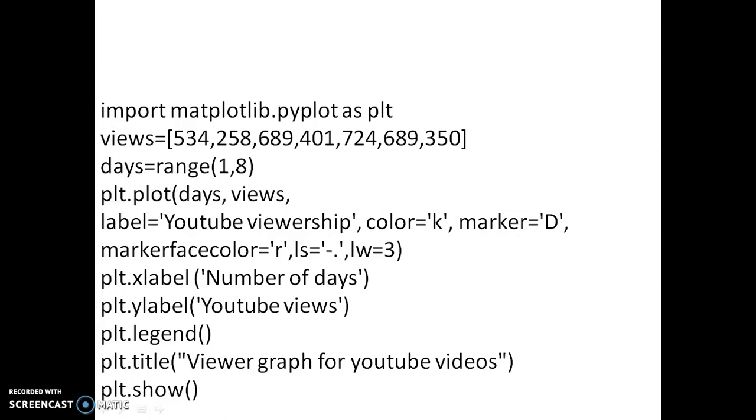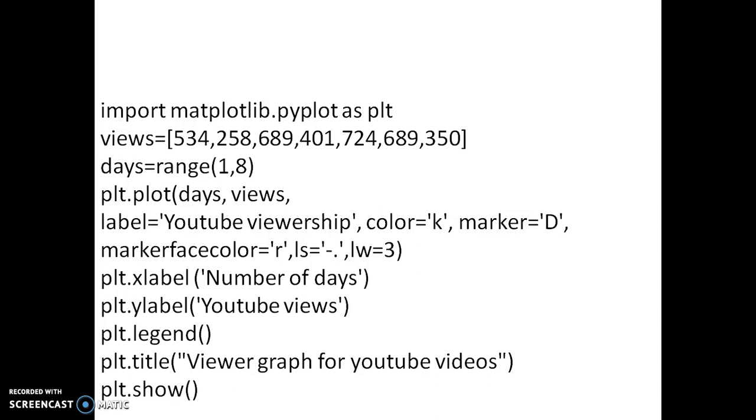Then on the y-axis I am using views, that is, the viewer graph for YouTube videos. How many viewers have been watching the YouTube videos? You have to make the analysis according to the day range. In the day range, instead of defining a list, I am using a range function starting from day 1 to day 8. That will depend upon how many days you are going to take here. You will make a range accordingly, and for the views value, either you can take an online dataset here, or I am taking static values here. This is my y-axis, this is my x-axis.